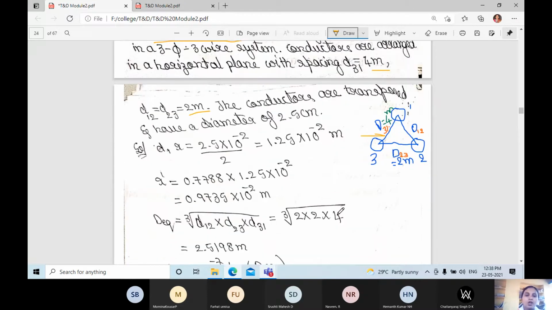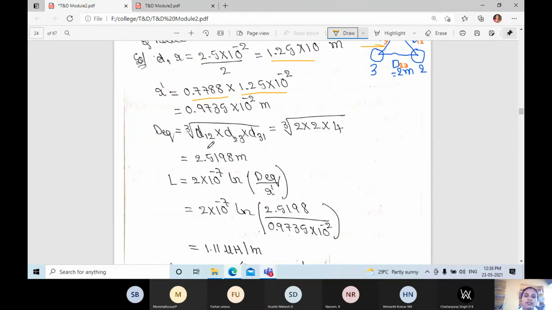Conductors are transposed and have a diameter given in centimeter, not meter. So 2.5 into 10 to the power of minus 2 divided by 2 gives 1.25 into 10 to the power of minus 2 meter. R dash is equal to 0.7788 into 1.25 into 10 to the power of minus 2. We know the value of R, we have substituted, and you will get R dash as 0.9735 into 10 to the power of minus 2 meter.